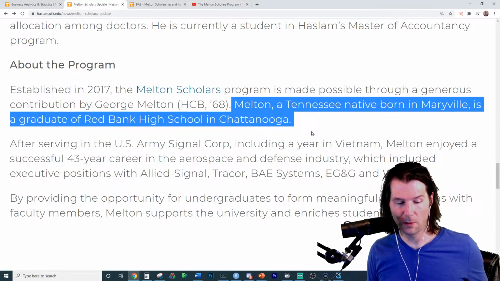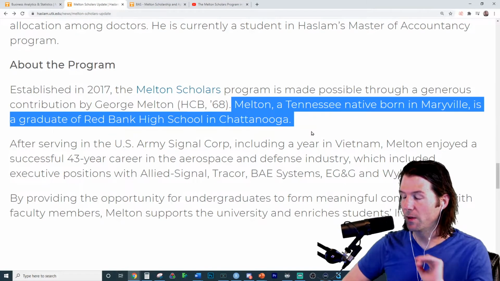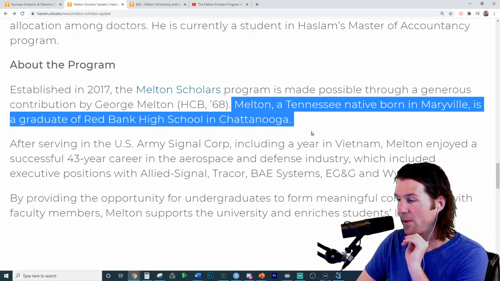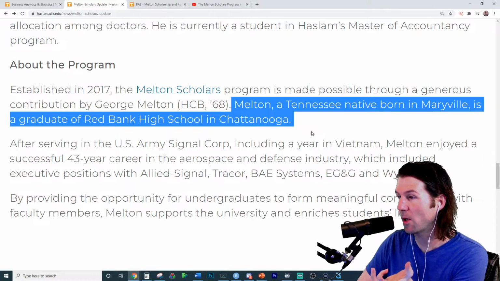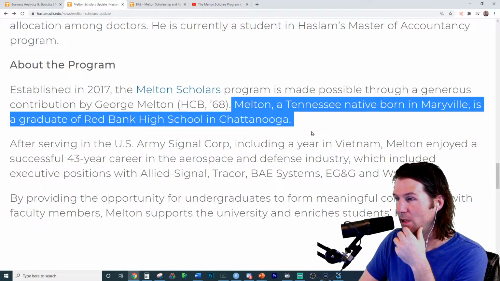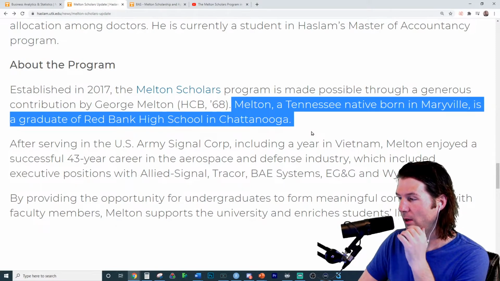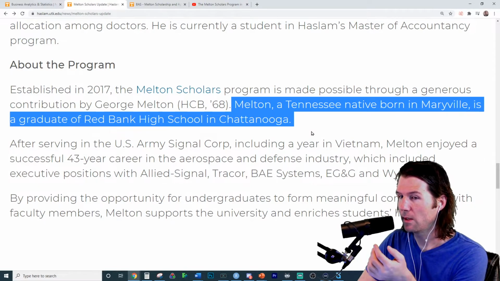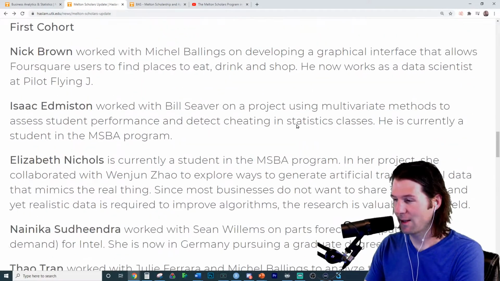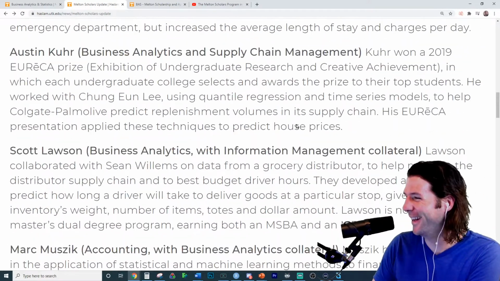So what's really, really cool, and huge thank you to George Melton, because this is something to really get excited about. We've had so many amazing students. These are the top tier students. And you can be part of it too. It's not like you have to be a perfect student. I know.